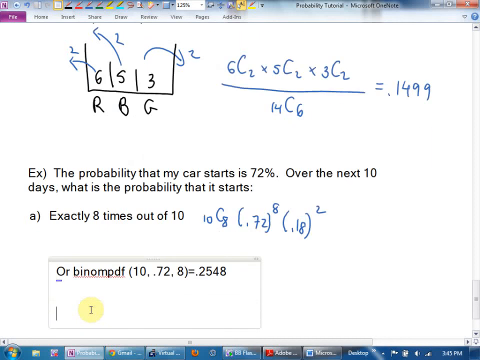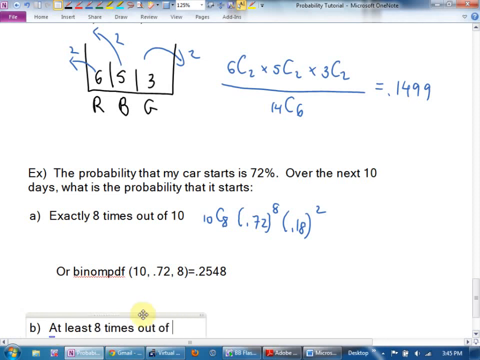B. At least 8 times out of 10. What does at least 8 times mean? 8 or 9 or 10, and I could find each of those individually, and it's only 3 of them, and I could add them up. On your test, I'm probably going to give you an at least or an at most where there's more than 3, where it's worth using the CDF shortcut.